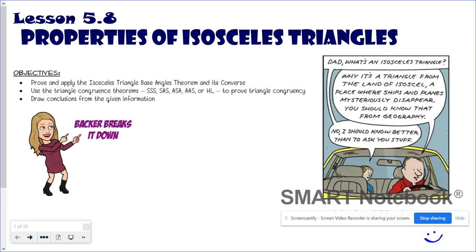In this episode, we look at properties of isosceles triangles. We're specifically going to look at something called the isosceles triangle base angles theorem and its converse.